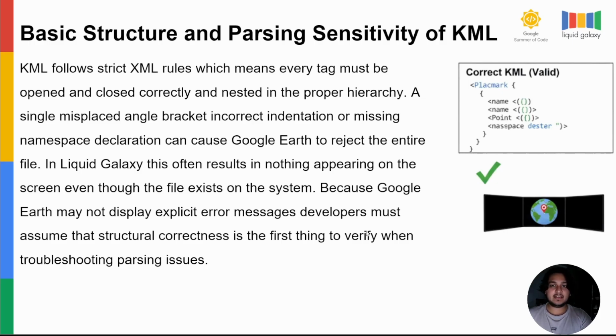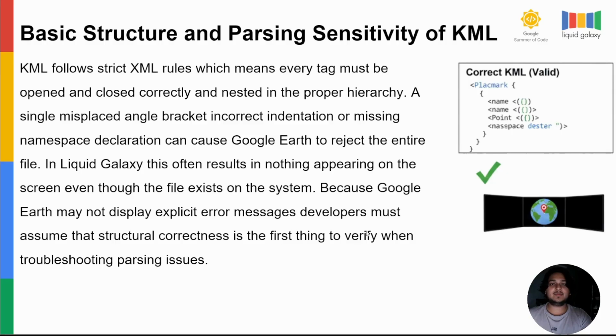In Liquid Galaxy, this behavior often results in a very confusing situation. The KML file exists on the system, it has been completely written to the disk. The controller believes that it has sent valid data, but on the screen, nothing appears at all. This is especially problematic because Google Earth may not display any explicit error messages. So, from the developer's perspective, it looks like the system is not refreshing, or the controller is not working, or communication has failed. But in reality, the only problem is a small structural mistake inside the KML file.